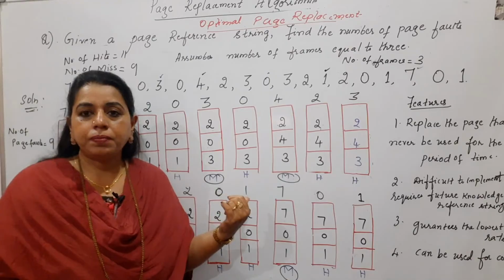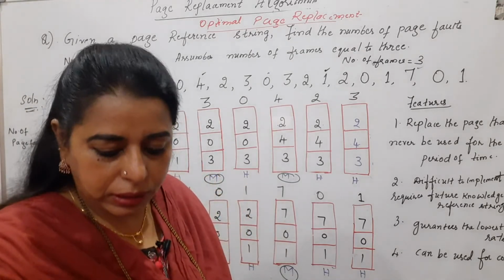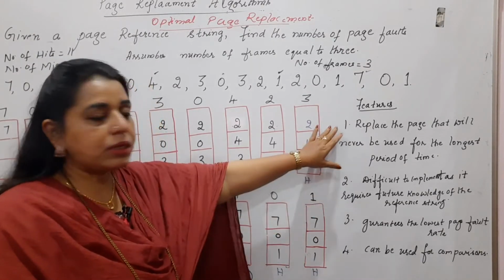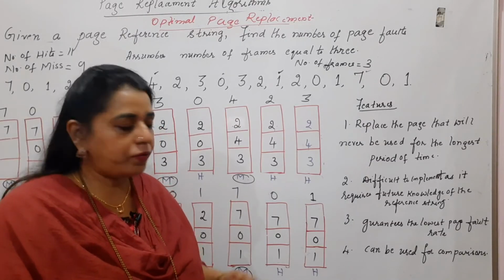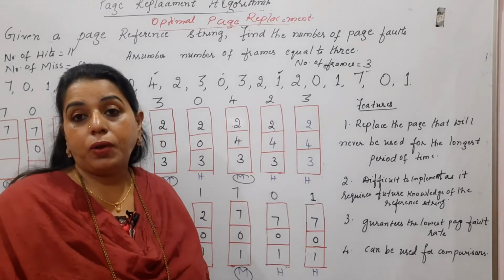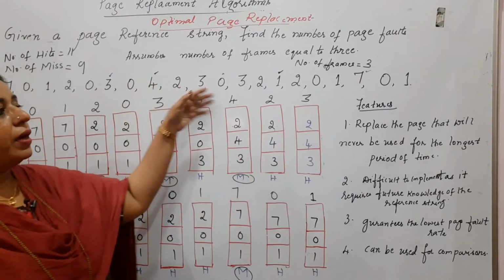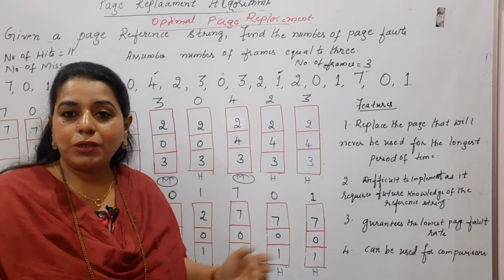If you look at the features of this algorithm, just look at the sentences I have written. The first line is about the logic only: replace the page that will not be used for the longest period of time. The second line says it is difficult to implement. Why is it difficult to implement? Because it is very difficult to predict which page will be used very late by the CPU. That is not possible also.